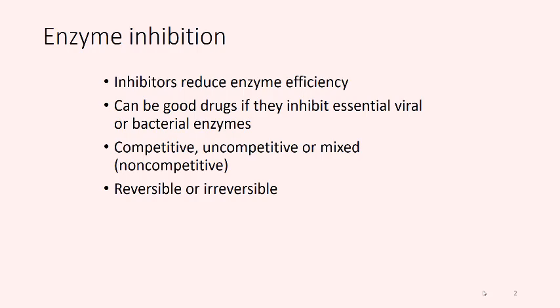Learn about enzyme kinetics and how they're affected by inhibitors. Inhibitors work by reducing the efficiency of the enzyme. Inhibitors can be good drugs if they inhibit bacterial or viral enzymes. They can fall into 3 different classes of inhibitor: competitive, uncompetitive, or mixed, and can either be reversible or irreversible binders.